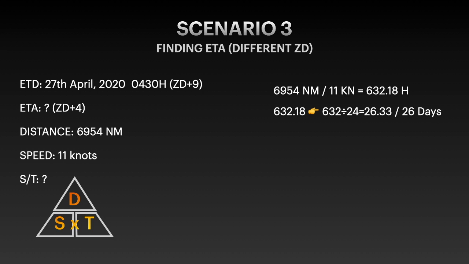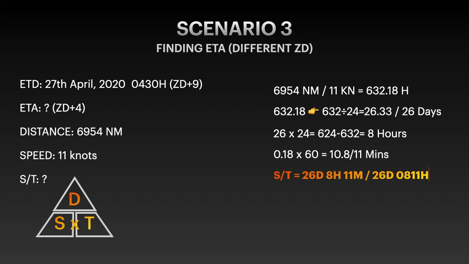Then para makuha naman natin yung total na hours nya, 26 times 24 ay 624 minus 632, yung original answer natin. The answer is 8 hours. And then yung 0.80 natin, yung tinanggal natin ng una, times 60 natin yon kasi every hour has 60 minutes. So ang sagot natin doon ay 10.8 or 11 minutes. So ang steaming time natin is 26 days, 8 hours, and 11 minutes, or 26 days, 0811 hours.